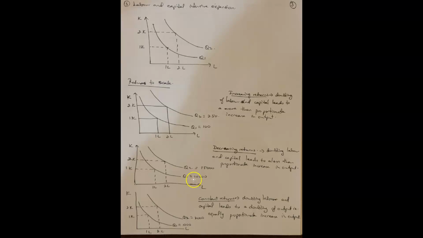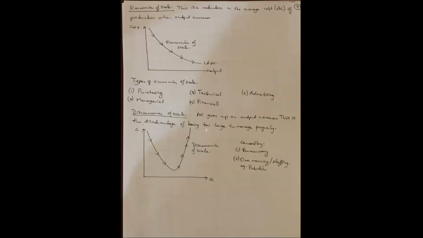Right, now we look at constant returns to scale. So here we doubled our inputs again. You moved from 1K to 2K, 1L to 2L. Output increased initially from 1,000 to 2,000, okay? In this instance, when you double your inputs, your output doubled. So there was an equal proportionate increase in your output relative to the increase in the inputs. So that means you've got constant returns to scale, okay?